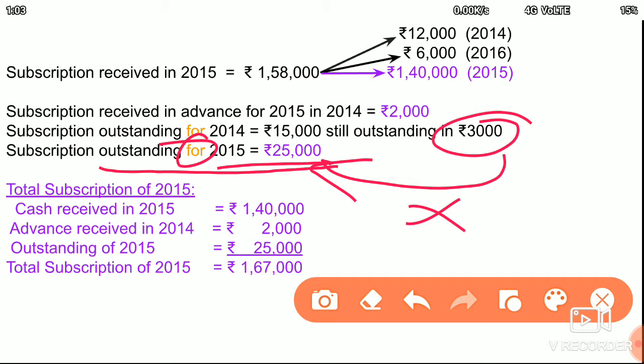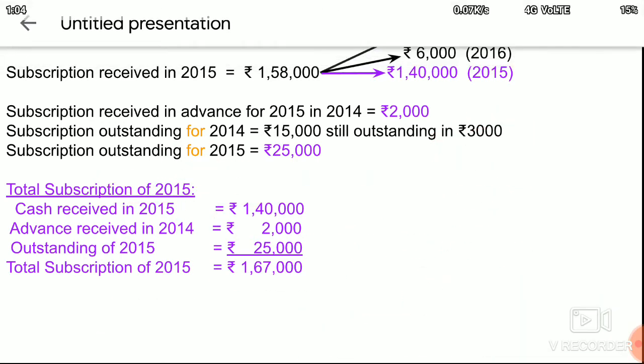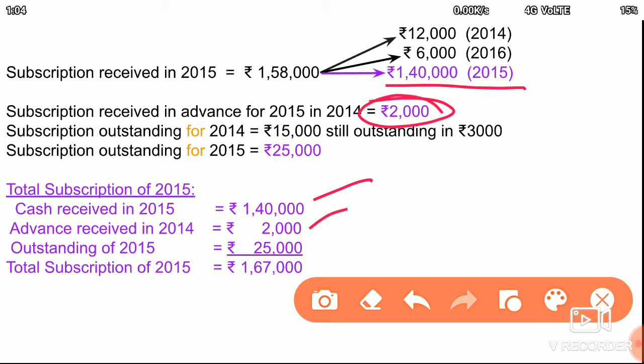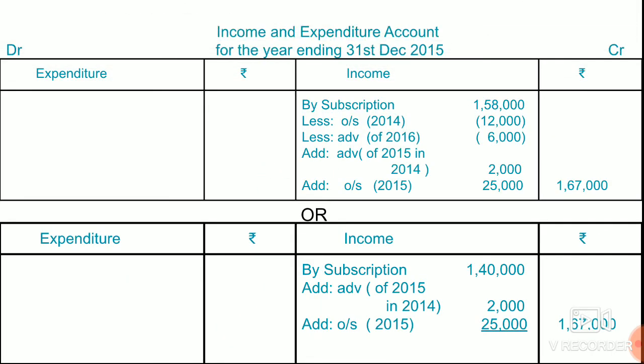But this is the subscription for 2015. So if we have to show the total subscription in the income and expenditure account of 2015, the information will be like this. We will take the cash received in the current year as subscription from the receipts and payments account. Then the advance which was received in the previous year for the current year will be added, and we will take the actual subscription outstanding of 2015, which is 25,000, which does not include the subscription of the other years. So our actual subscription for 2015 will be, after adding all, 1,67,000.